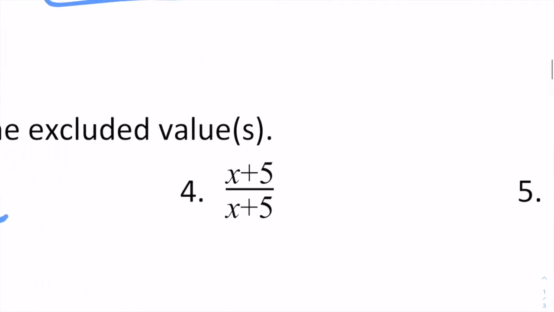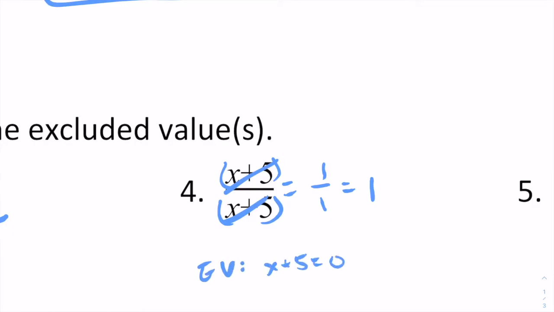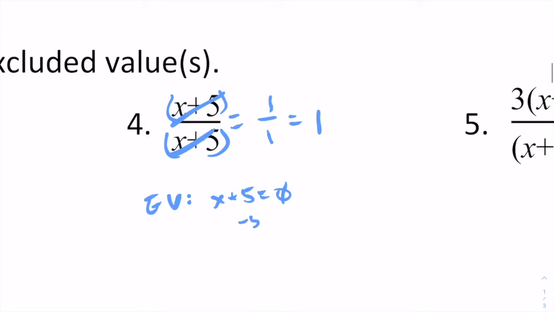This one's not bad. Remember, these are best friends, binomials, so you can't go up and down. But because I have x plus 5 over x plus 5, these can cancel out, over 1 and 1. So it's just 1. My excluded value is x plus 5 equals 0. Because of a binomial, I do have to solve. So you get x can't be equal to negative 5 as your excluded value.